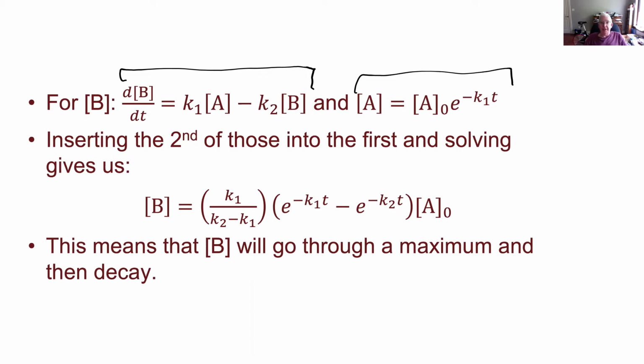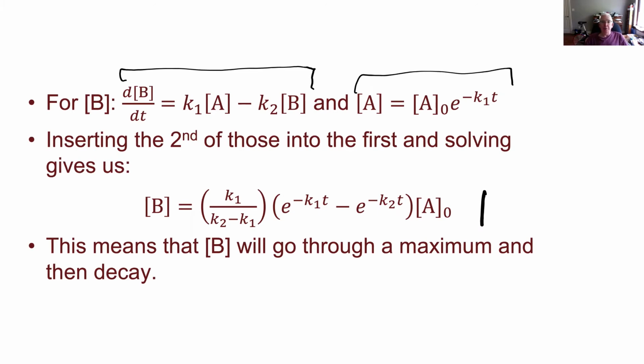If I take that second equation for A and put it into the B equation, then I can do a little bit of rearranging and I get an expression that looks like the one on the bottom here, right? So this says the concentration of B depends on both rate constants, K1 and K2, and it depends on the initial concentration of A because that's what drives the later time concentration of A.